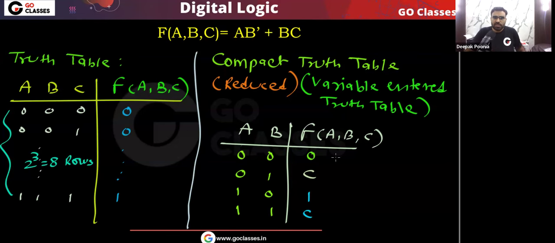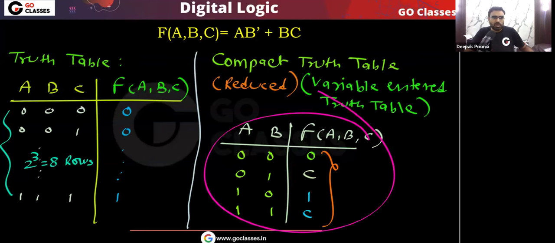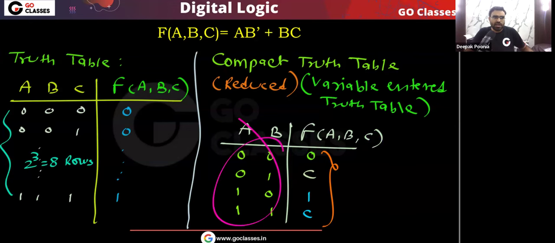So this is what we call a reduced or compact truth table. I hope you understood. In this compact truth table we are writing only 4 rows, and you can see the output of the function. The output can be either a constant like 0 or 1, or it can be variables, or their complements, or any expression. Basically, the output can be an expression. Very simple point. I hope you understood.